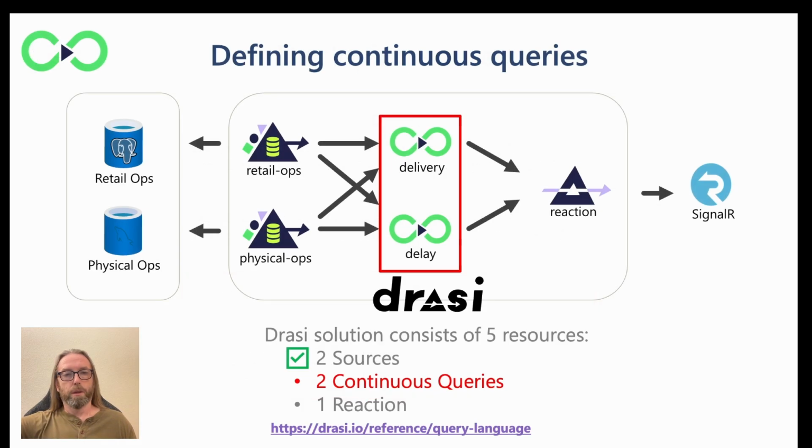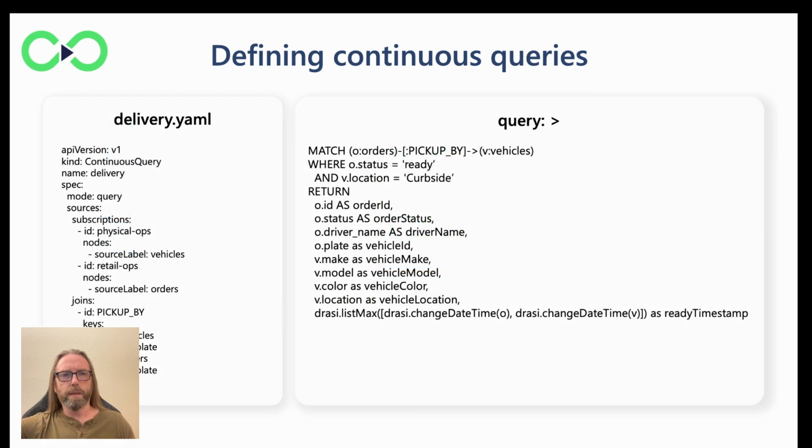So sources are done. We now need to do our two continuous queries. So the link at the bottom there is the link to the page in our documentation that discusses continuous queries. And continuous queries have a bit more configuration than sources, so I'm going to split them and do them one after the other. So we're going to start with the delivery query. If you remember, this delivery query is looking for orders that are ready and vehicles that have arrived and are in the curbside queue, so that the order can be taken out by a server staff and not keep the customer waiting too long. So you'll see we've got a delivery YAML.